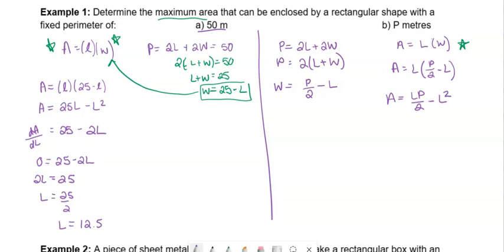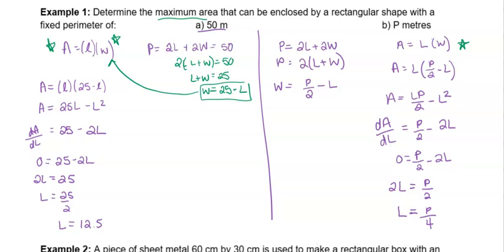Okay, now I'm going to take the derivative of this, derivative of A with respect to L. So I'm going to end up with P divided by 2 minus 2L. Set it equal to 0. Rearrange to solve. And I'll see that the maximum area is going to be given when the perimeter divided by 4 is the side length. In other words, when we get a square. Let's try another example.